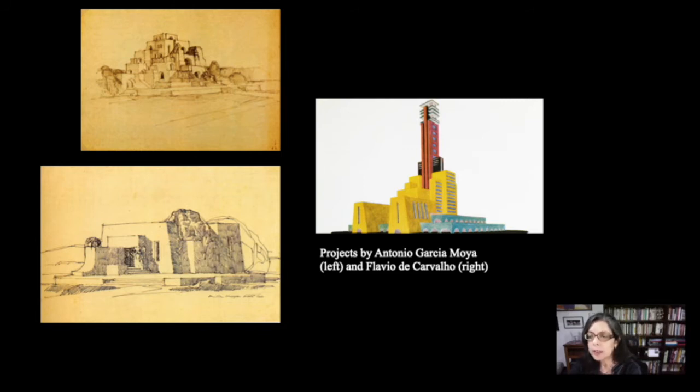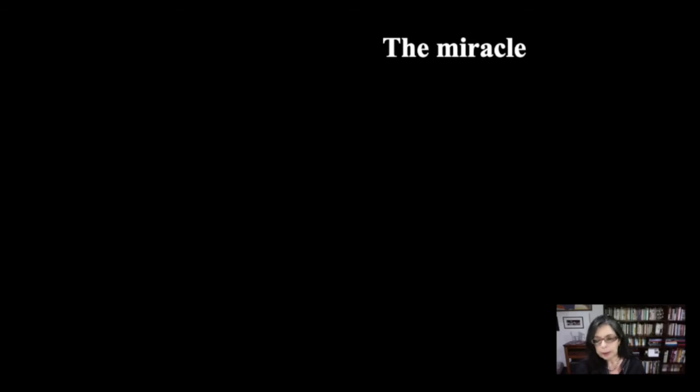Le Corbusier received an official invitation to be a consultant for the project of Universidade do Brasil's campus and for the Ministry of Education and Health building in Rio de Janeiro. For Lúcio Costa, that opened the doors to the miraculous development of architectural modernity. So let's see the miracle.